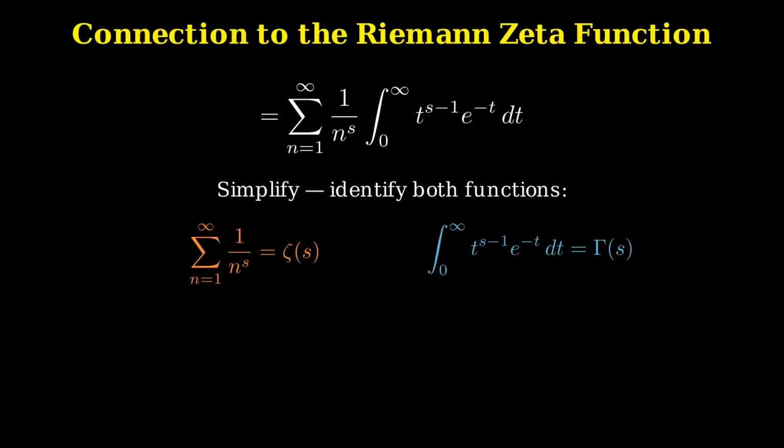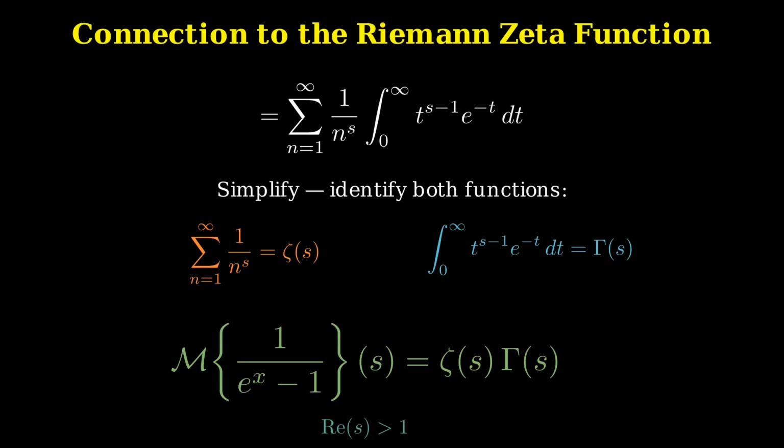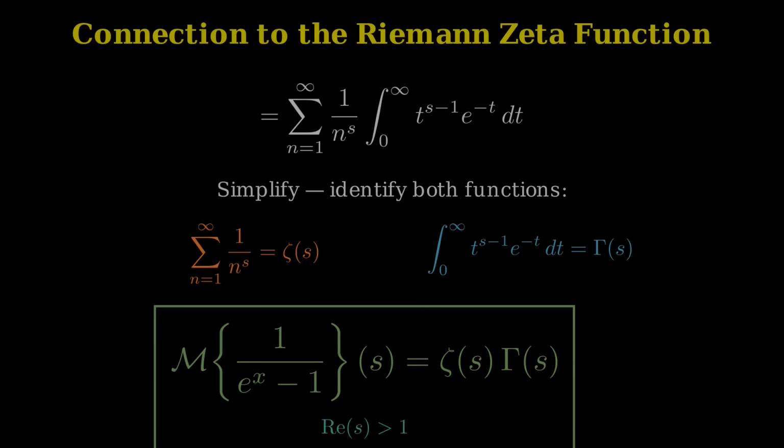If you didn't know, the left side is actually the Riemann zeta function, and the right side is the gamma function. So our final answer is zeta of s times gamma of s for the real component of s greater than 1. Now there are even more insane things you can do with the Mellin transform, but I think they're a little out of scope for this video.